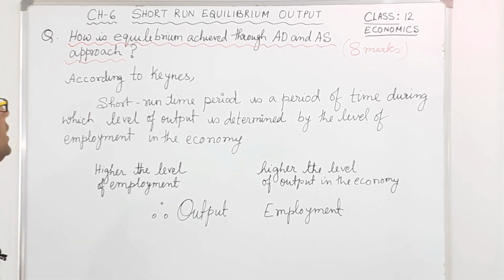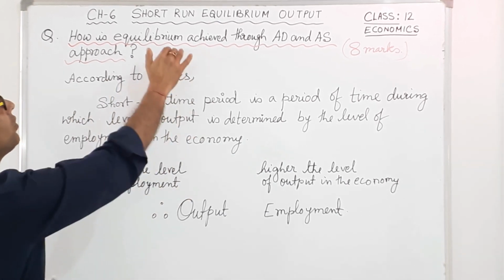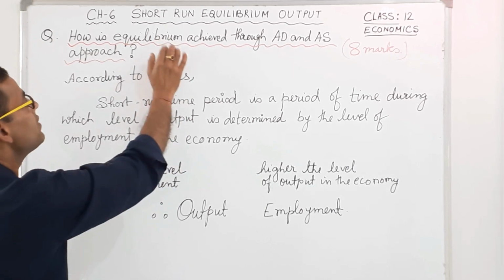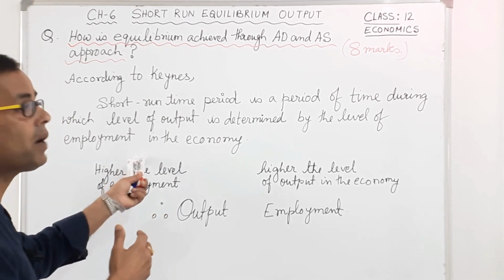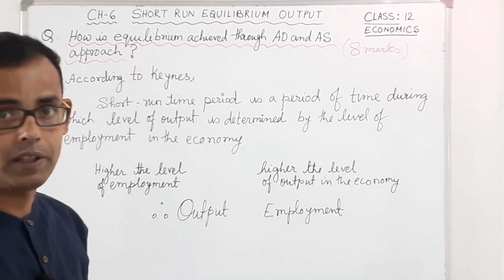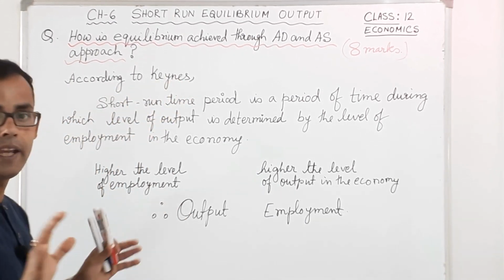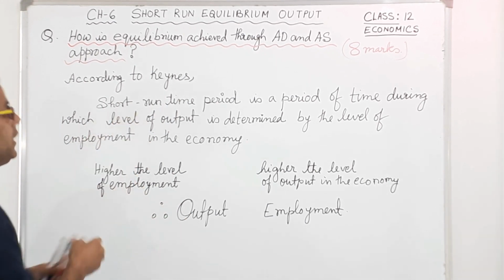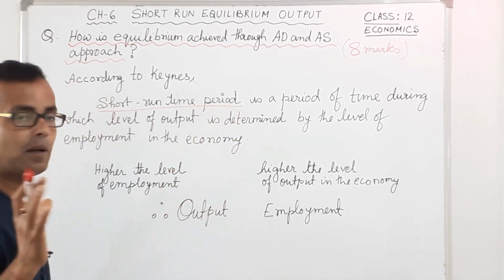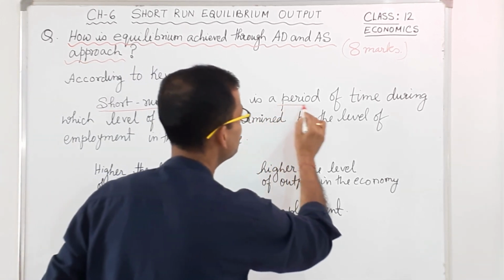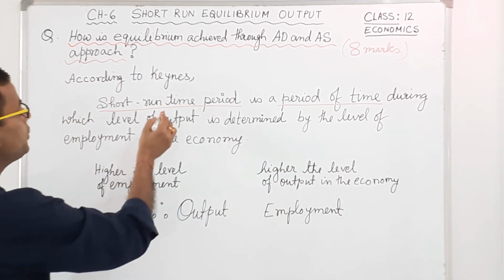What are those points? Now, according to Keynes, this is not the answer of this question, but to answer this question you must know this part, to understand or to write that answer. So what is that one? According to J.M. Keynes, short run time period is a period of time, during which the level of output, during which what?